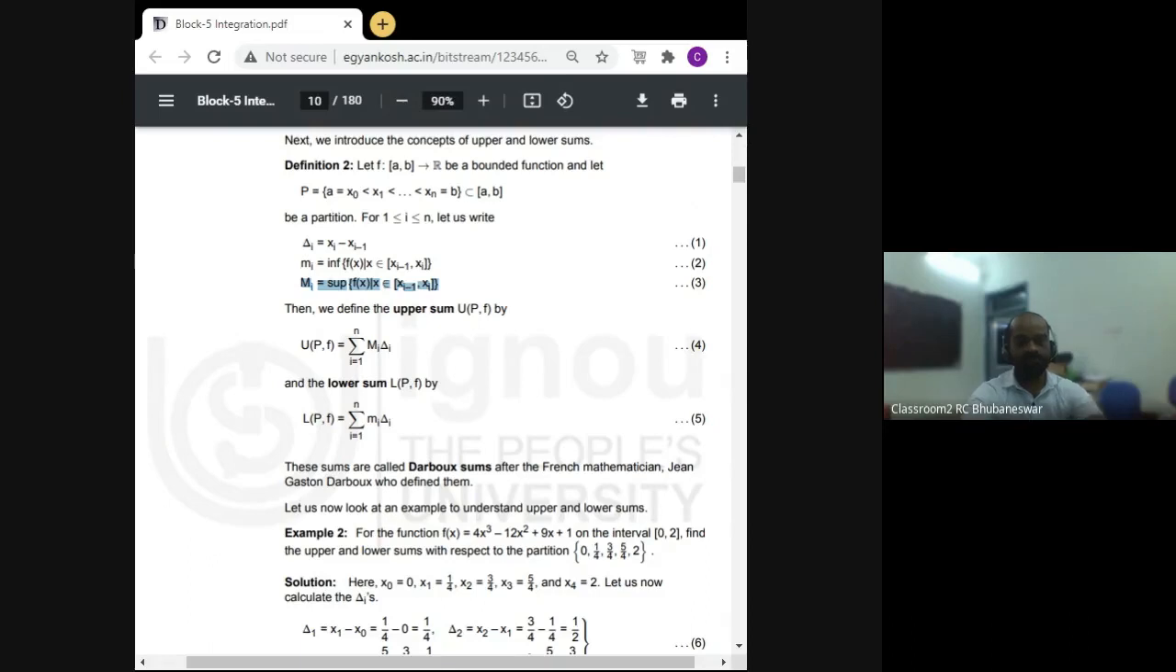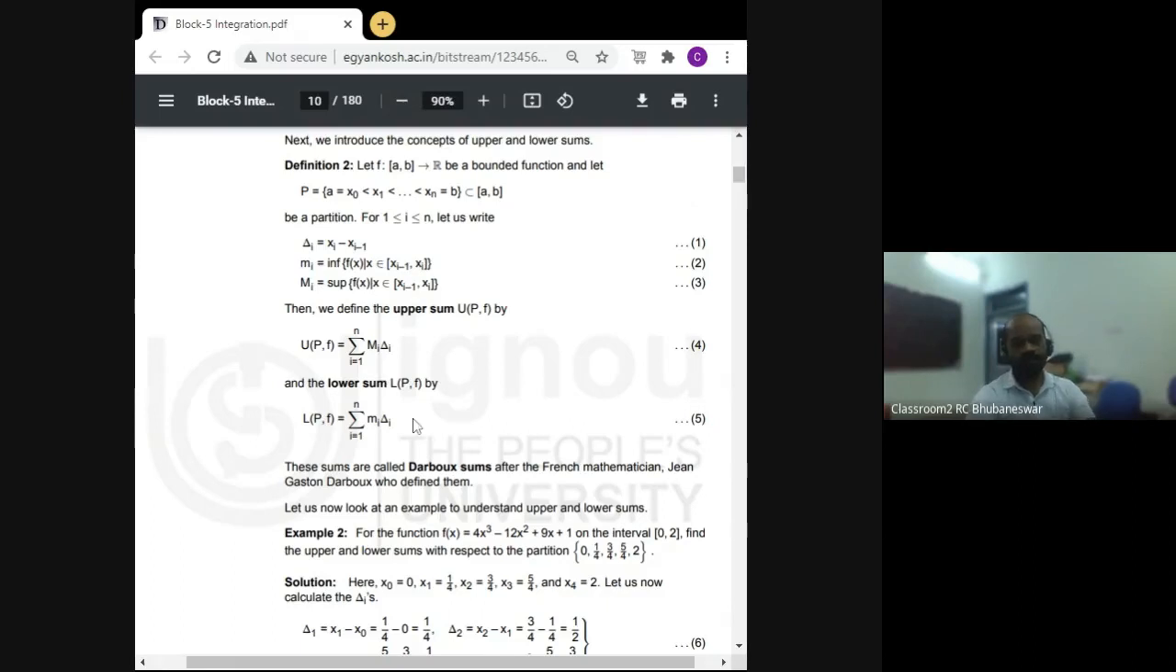With the help of these notations, delta i, small mi and capital Mi, we can define the upper sum by the symbol capital U, inside brackets P, f. This means the upper sum of the function with respect to the partition P. We define it in the form of summation, i equal to 1 to n, capital Mi into delta i. This is the product of Mi, the supremum of the function in that interval, and delta i, and it is represented as U(P, f).